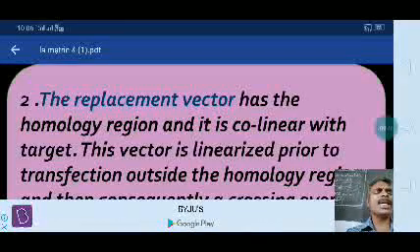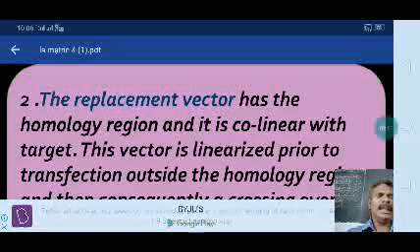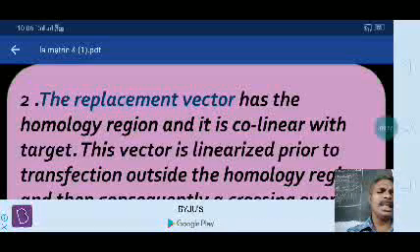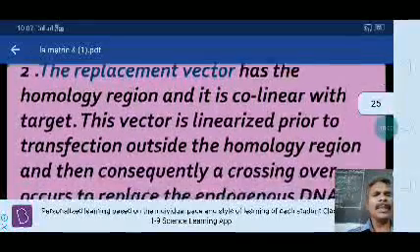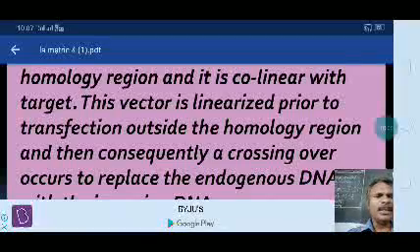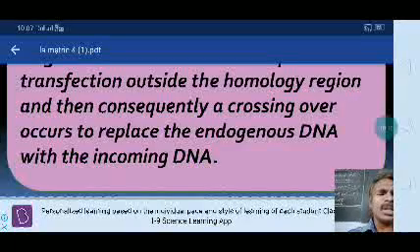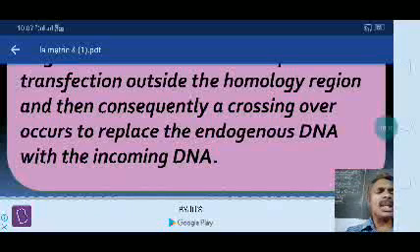The next one is the replacement vector, which has a homology region and is collinear with the target gene. Additional linear DNA is used with the target. This vector is linearized prior to transfection, outside the homology region, and then a crossing over occurs to replace the endogenous DNA with the incoming DNA.